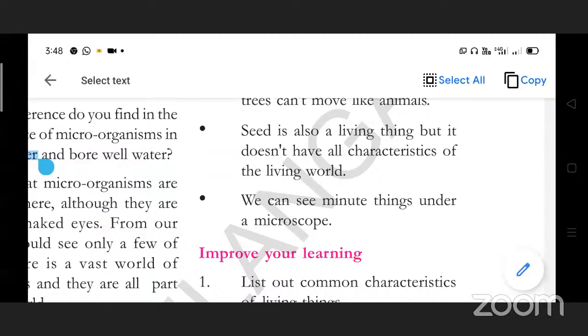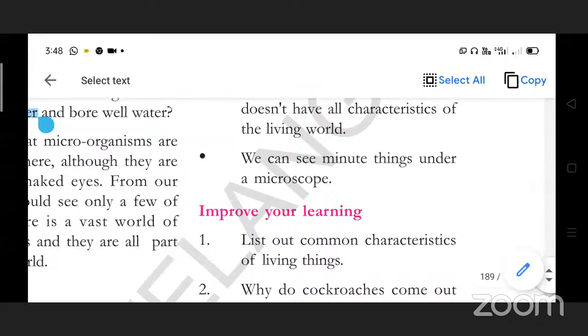Listen here, concentrate. Does the seed possess all the characteristics of a living thing? Why? When we put that seed into the soil, what happens? It develops into a new plant. Next, we can see minute things with a microscope.